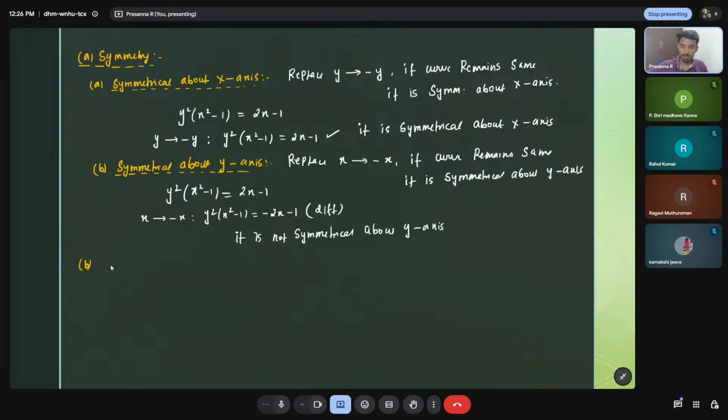If it is passing through origin, you have to find tangents at origin. You need to check whether it is passing through origin or not. But initially we will solve problems such that it is not passing through origin for the first two problems.